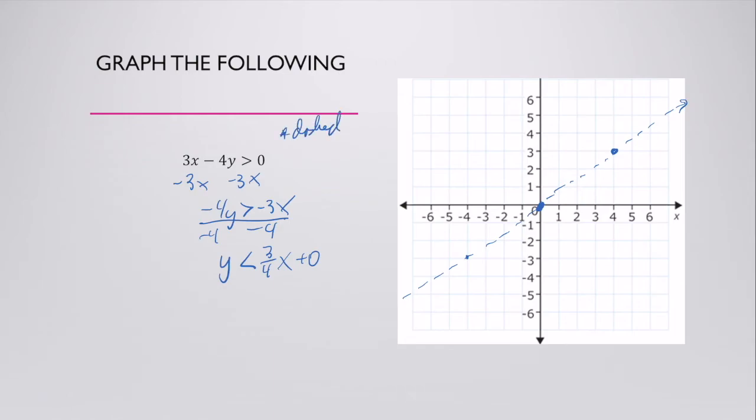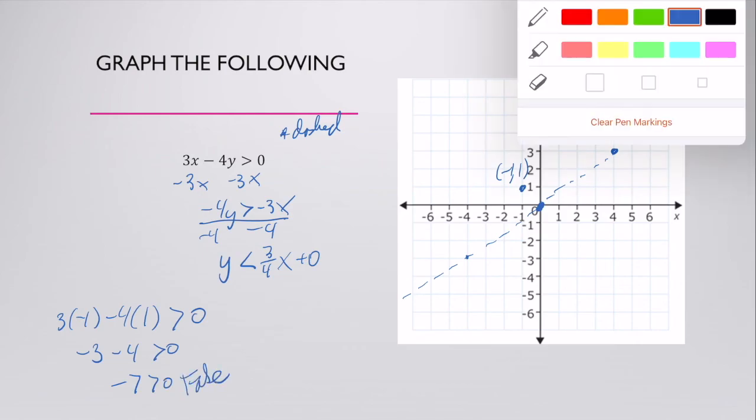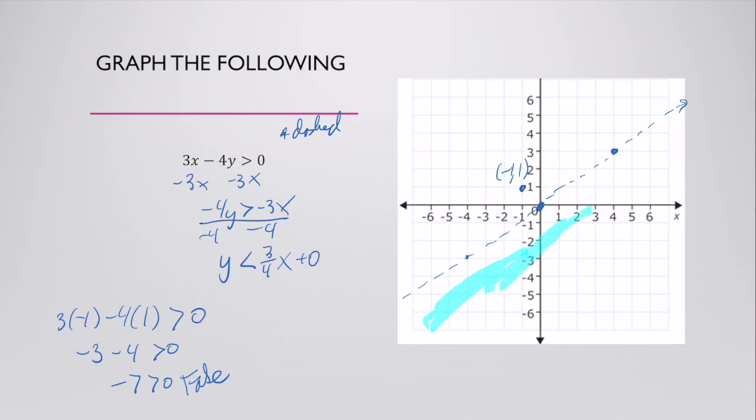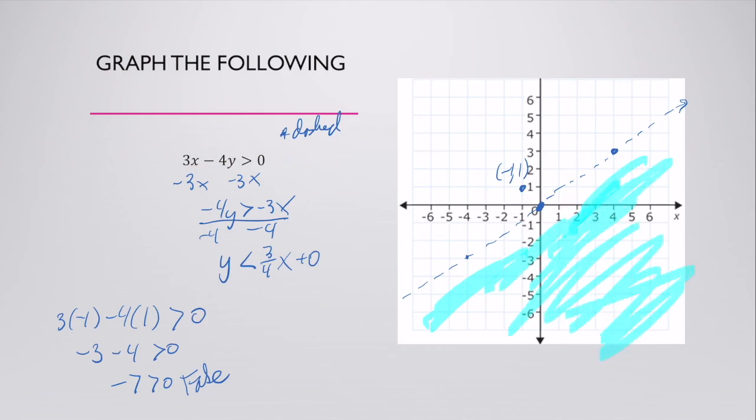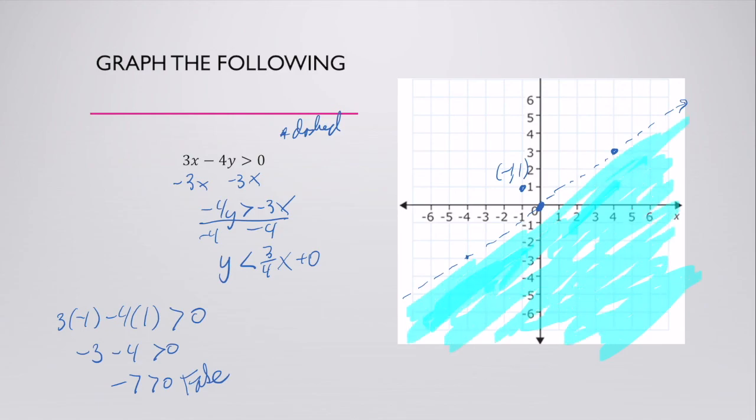Now I want to pick a point, but I can't pick 0, 0, so why don't I pick when x is negative 1, y is 1. So I have 3 times negative 1 minus 4 times 1 is greater than 0. That means negative 3 minus 4 is greater than 0. Is negative 7 greater than 0? That's false. So we're going to shade the other side. We're going to shade the side not containing the test point. So our solution is everything that is shaded, but not the points on the line, but everything right up to it.